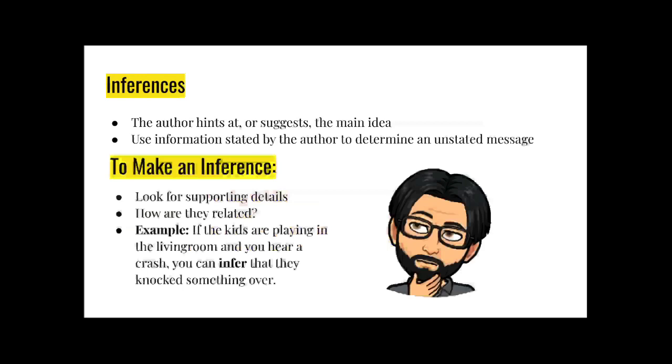So, some steps that we can take to make an inference are to first look for the supporting details. What types of information does the author present in the passage? Then we're going to think about how those details are related. A good example would be if the kids are playing in the living room and you hear a crash, you can infer that they knocked something over.